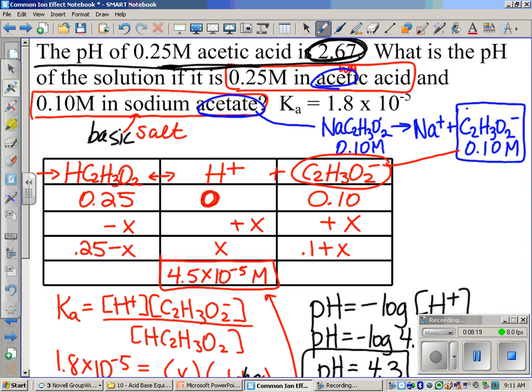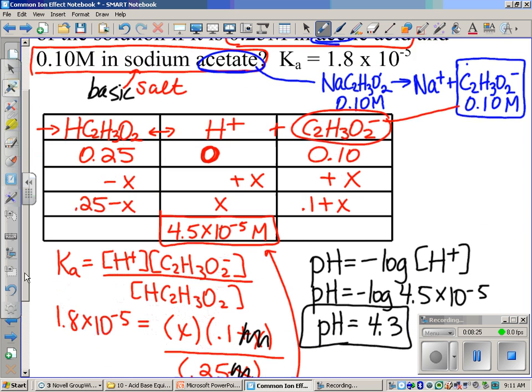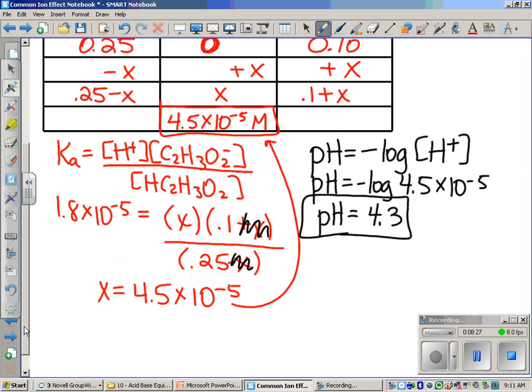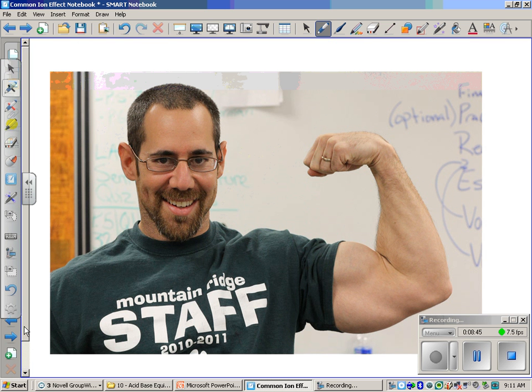That salt is going to introduce OH minus ions, which are going to neutralize some of the H plus ions. And when they did that, they took the pH from this 2.67 up to 4.3, which makes sense. You add something basic to something acidic, and it will become more basic. Now, it's still an acid, it's still 4.3, but it's not as acidic as it was before. So that's the way these problems will be set up. Let's go ahead and try a second one just so you can see what that'll be like.